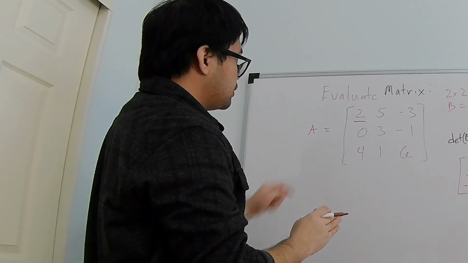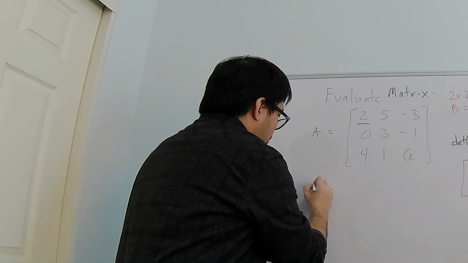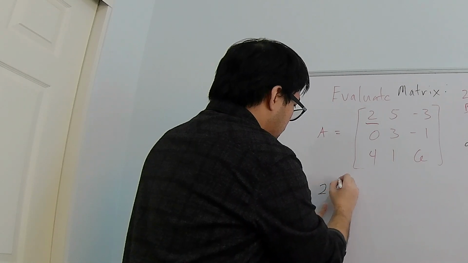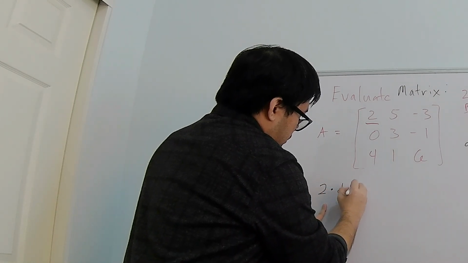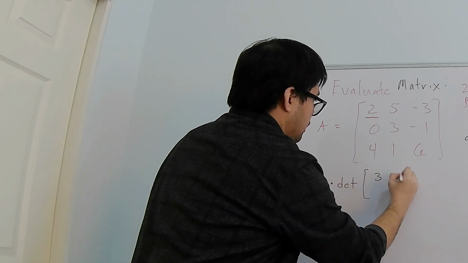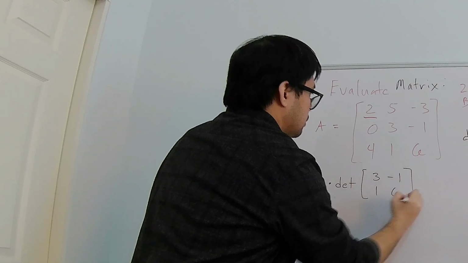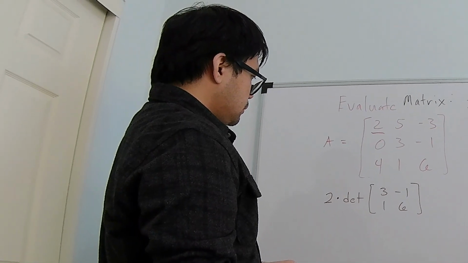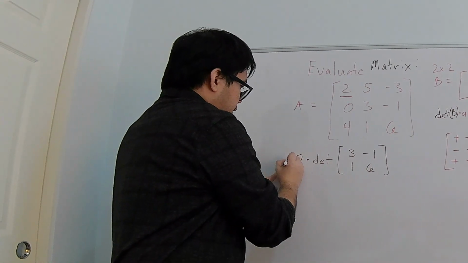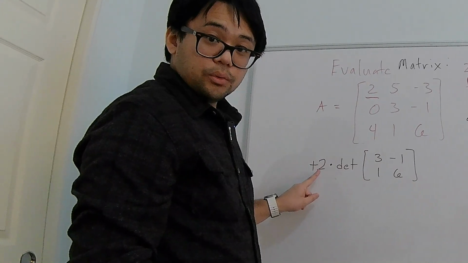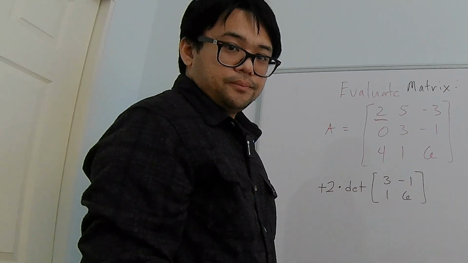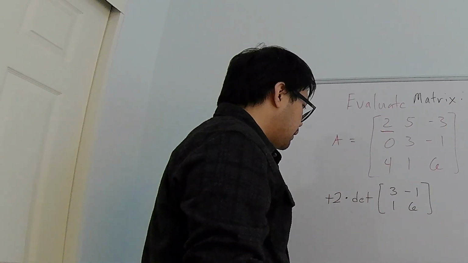So first, what you want to do is you take this element, take the 2, like that. Then you multiply that by the determinant of that smaller 2 by 2 matrix: 3, negative 1, 1, 6. And then you multiply it by the sign here, or you can assign it the sign. Either way, you can think of it that way. Positive 2. So it's a positive 2 times the determinant of this smaller 2 by 2 matrix. Minor, if you want to think about it in math terms.